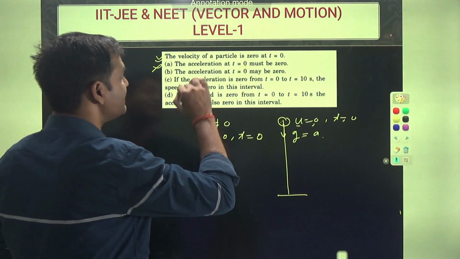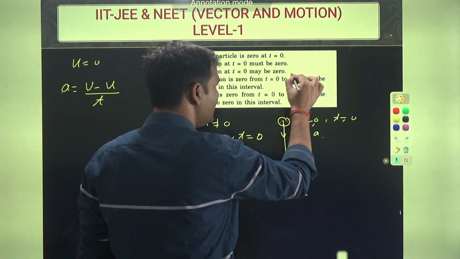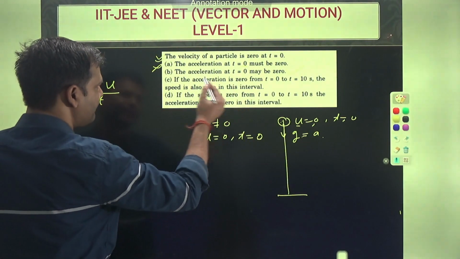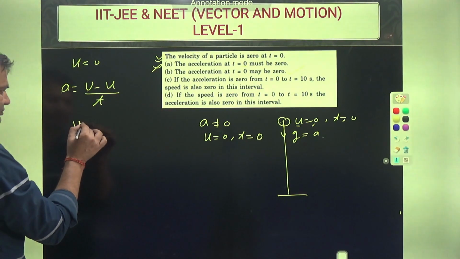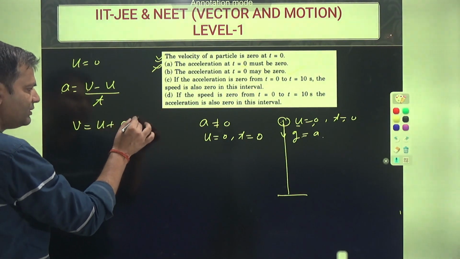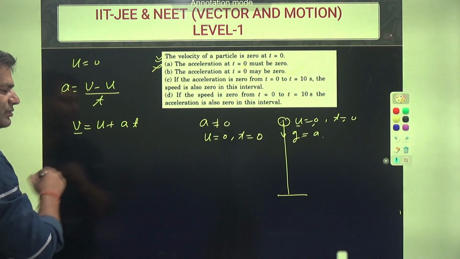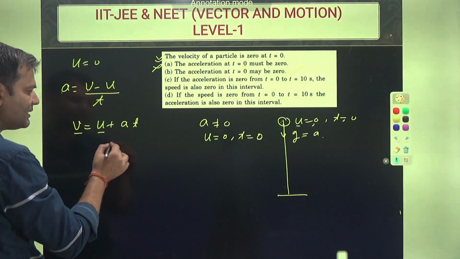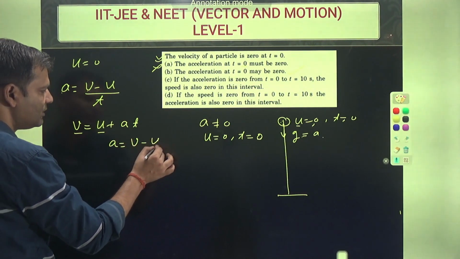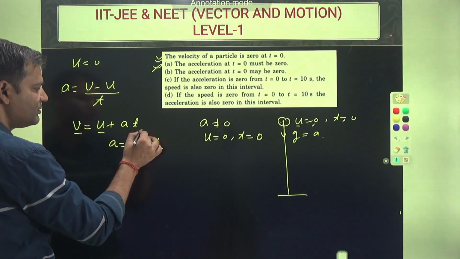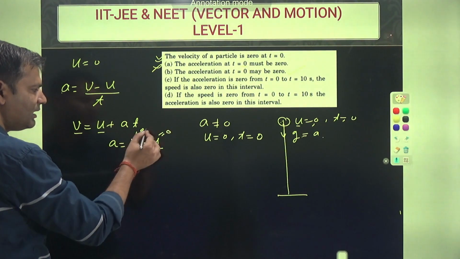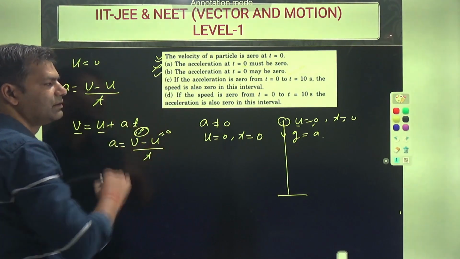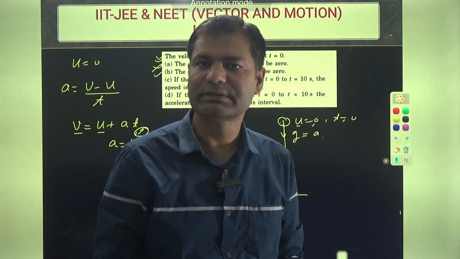Now the second one: the acceleration at t = 0 may be 0. May be 0? Yes, why not? I know that v is written as u + at. If this velocity is 0 and u is also already given as 0, then what about a? a is also 0. You can say (v − u) divided by t; if this one is 0 and this one is already given, then a is also 0. So maybe, according to the question, yes.